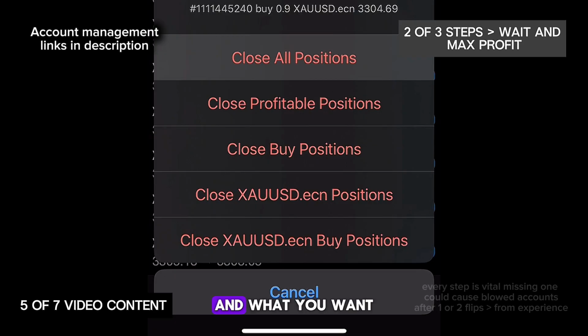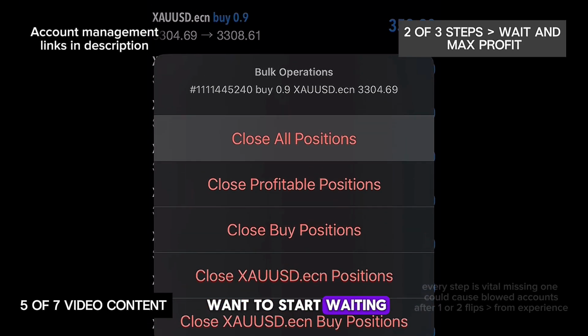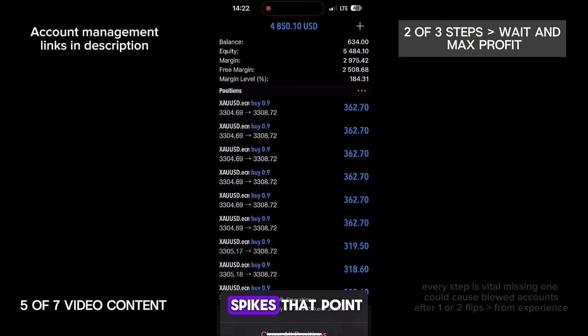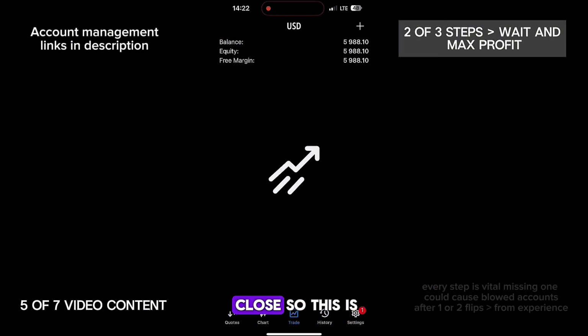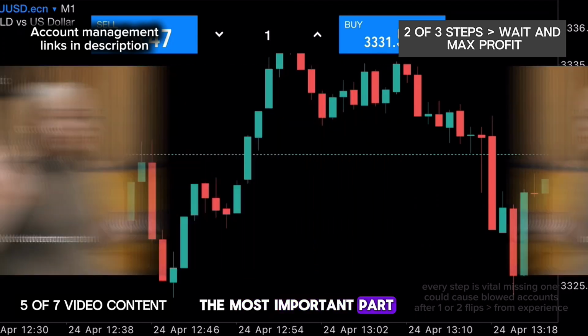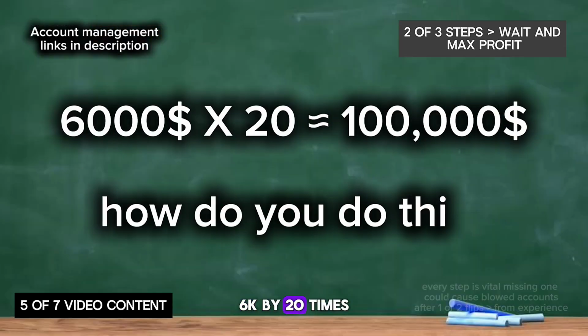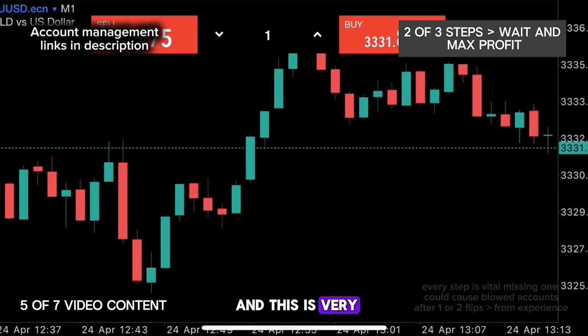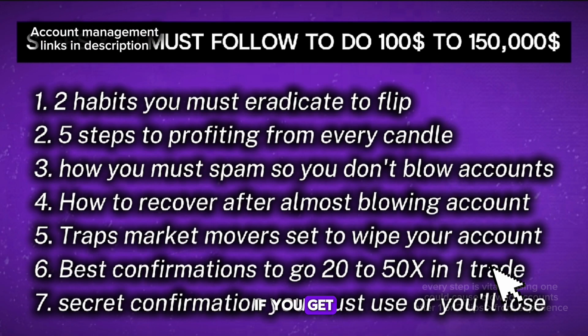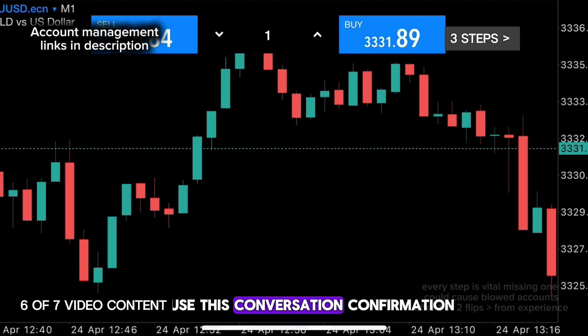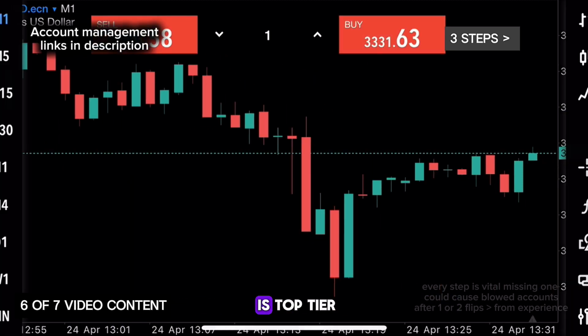And what you want to do is start waiting, and then as soon as it spikes that point, that's when you want to close. So this is the most important part. This is where it flipped that 5k, 6k by 20 times, and this is very simple if you use every single confirmation that I'll be teaching you now, because this confirmation is top tier.